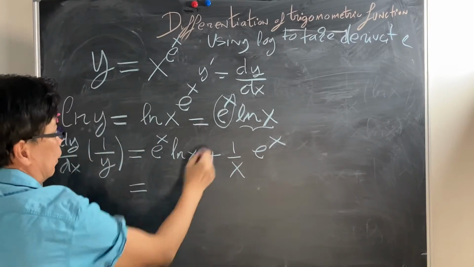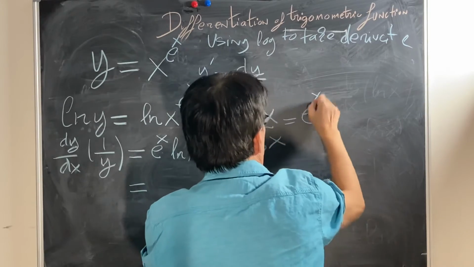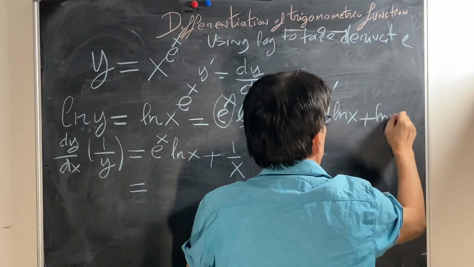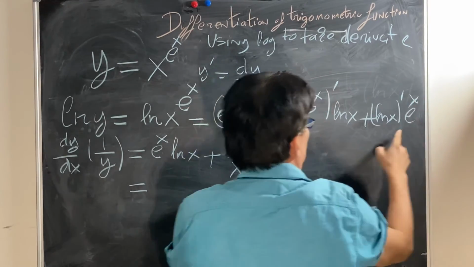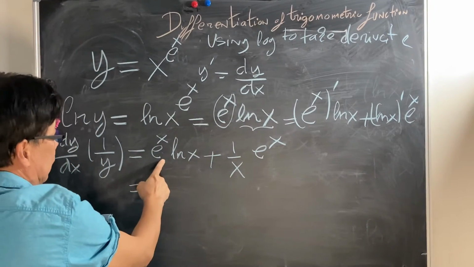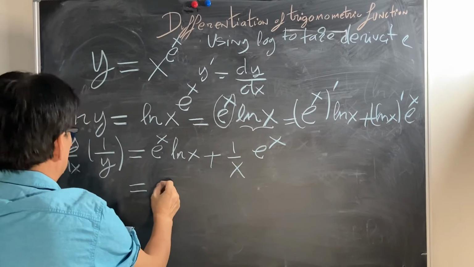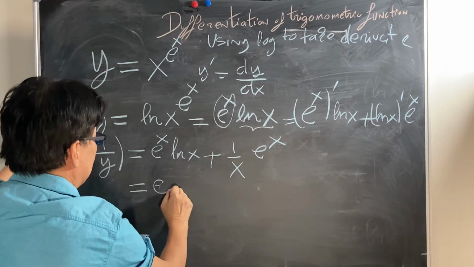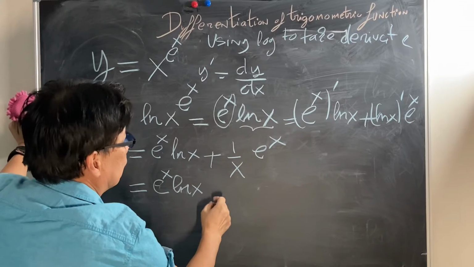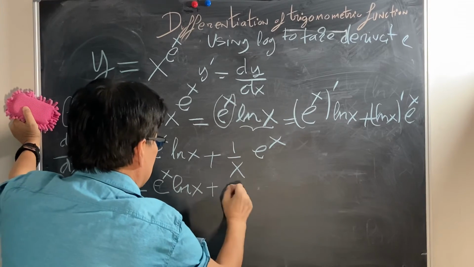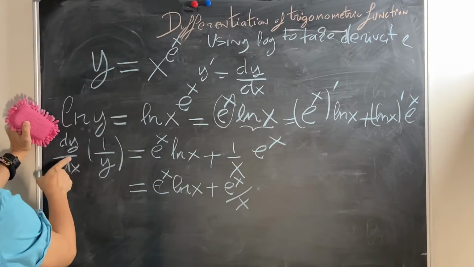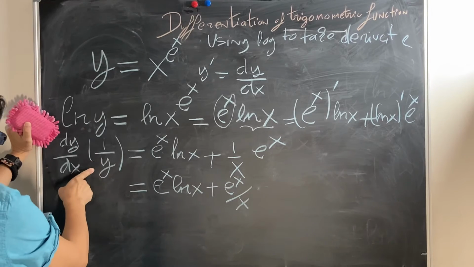Okay, the derivative of the first one times the second one, plus the derivative of the second one times the first one, and we relate to this point right here. So we have e^x ln x plus e^x over x, and the left side is dy over dx times 1 over y.